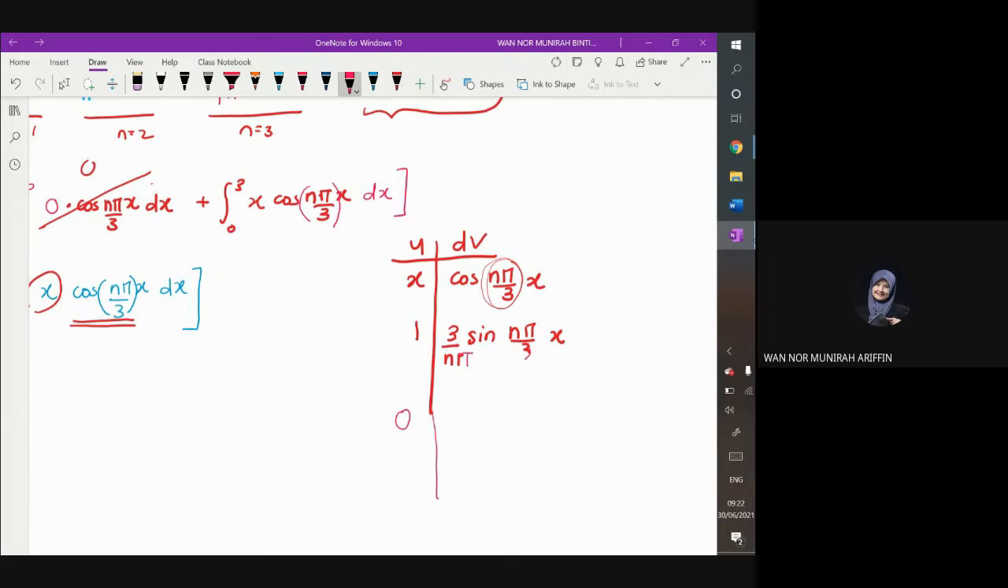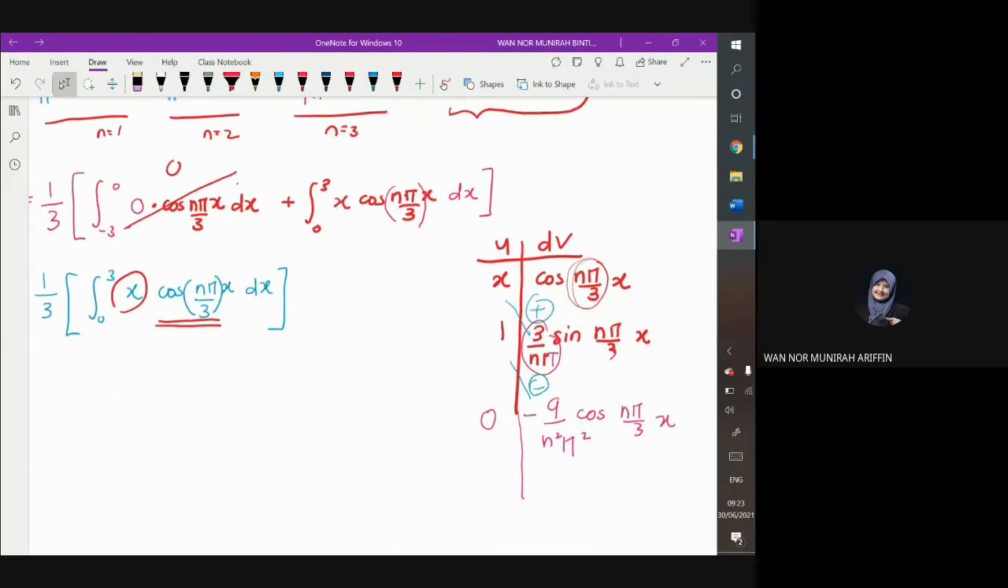Integrate sine, we will always get the negative of cosine. So copy cos n pi over 3x and then times again 3 over n pi, so you will get 9 over n square pi square. So plus and minus. Now we will get 1/3. This one positive, positive, positive. So we get positive 3x over n pi sine n pi over 3x.